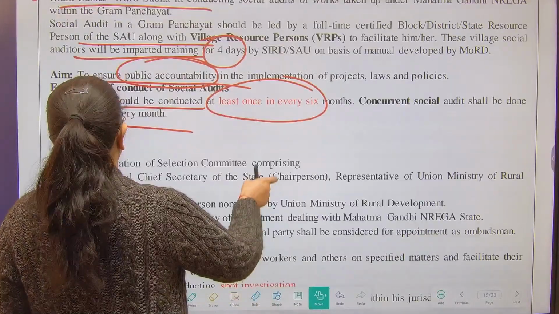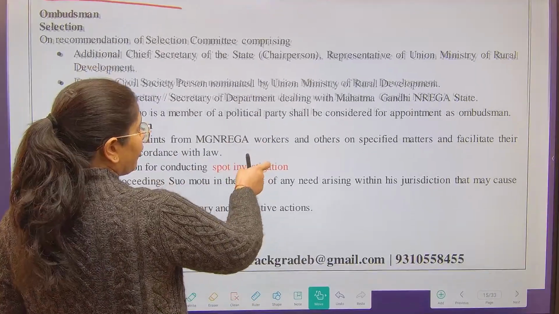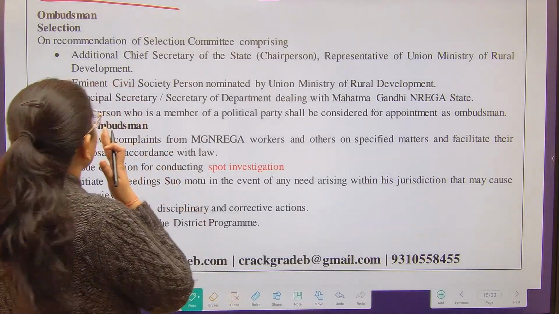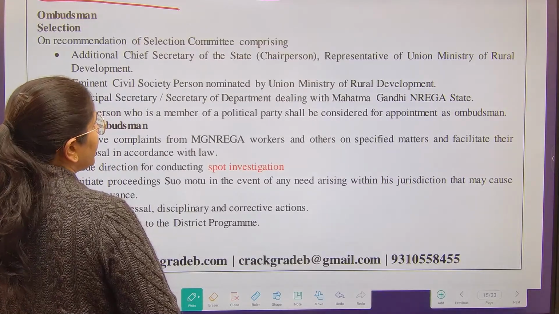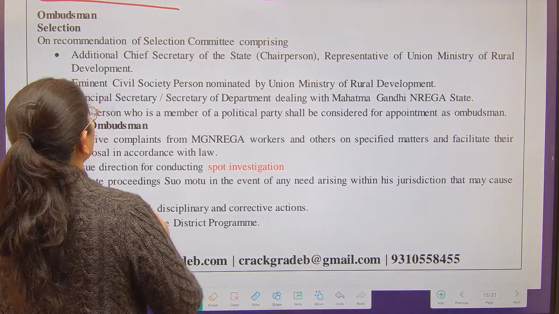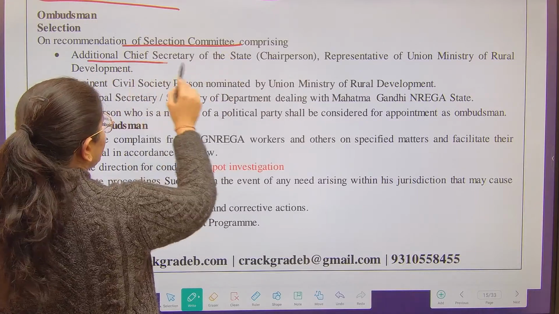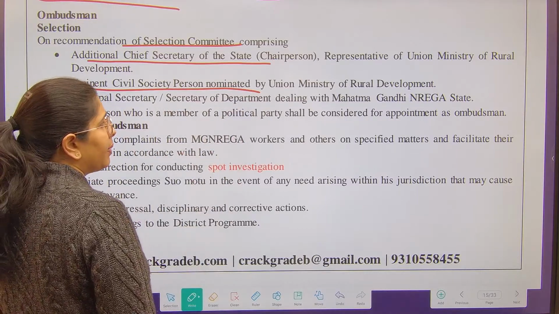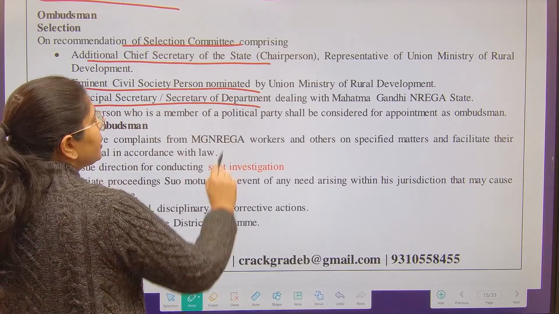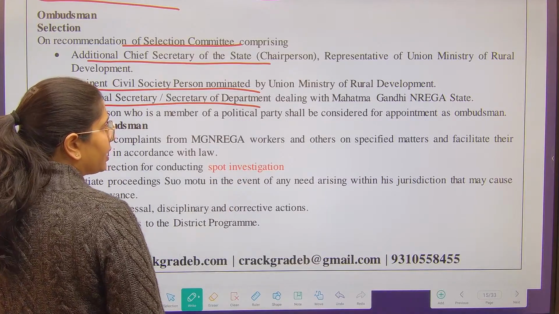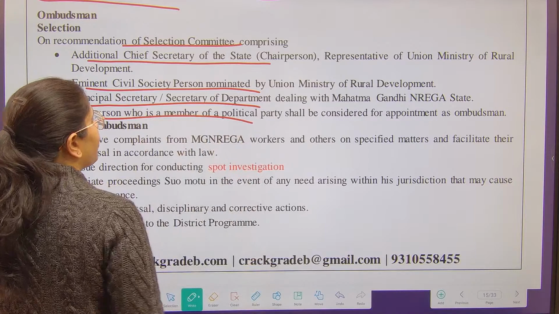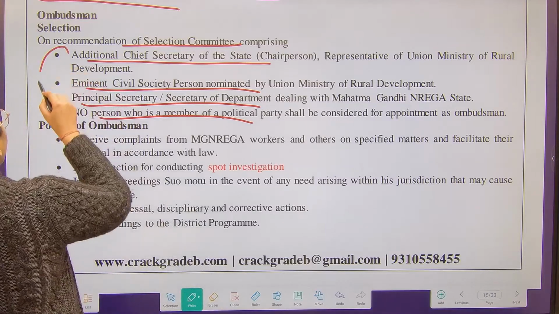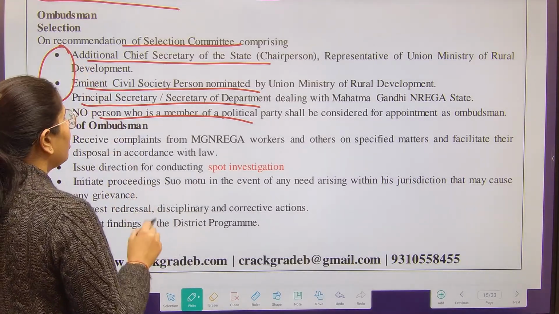Then we have the provision of the ombudsman. The ombudsman provision is that if you have any kind of complaint, then you can register your complaints. Now, how does the selection of the ombudsman happen? There is a selection committee: the additional chief secretary of the state, an eminent civil society person nominated by the Ministry of Rural Development, and the Principal Secretary of the department dealing with MGNREGA in the state. No person who is a member of a political party shall be considered for appointment as an ombudsman. So these are the people who are going to select the ombudsman.